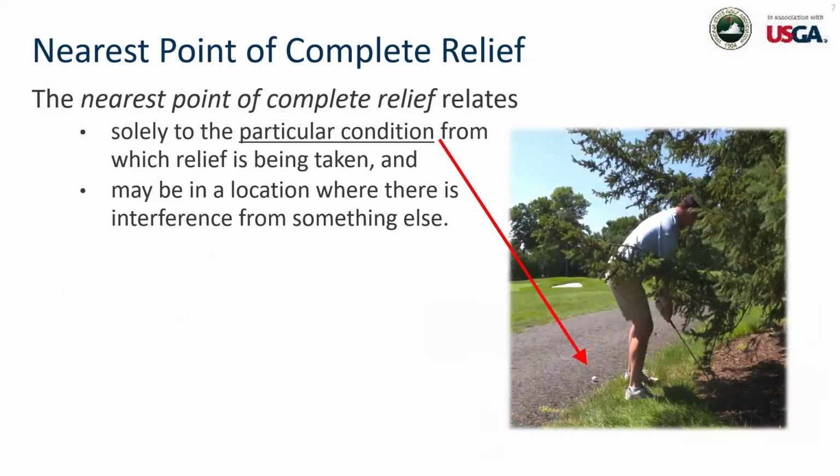Now, if you've listened to our rules presentations before, you've probably heard us use the term the nearest point, not the nicest point. And this image does a really good job of telling you that it is truly the nearest. So this player's ball lies on the cart path again. It's a little bit more to the right side of that cart path. So his nearest point is in that tree or in that mulch area.